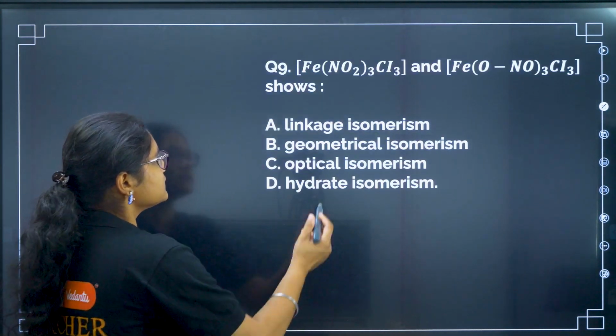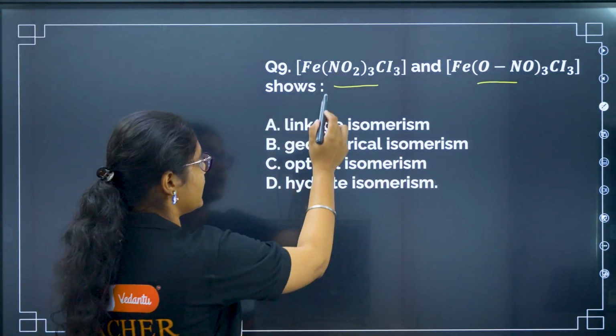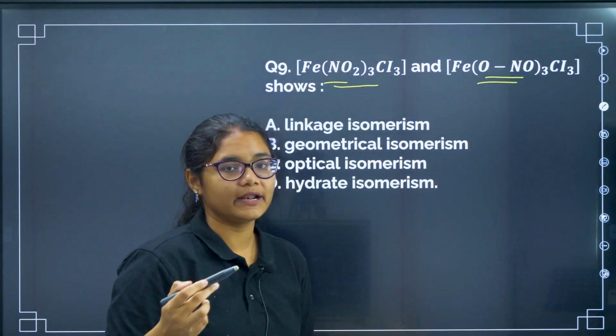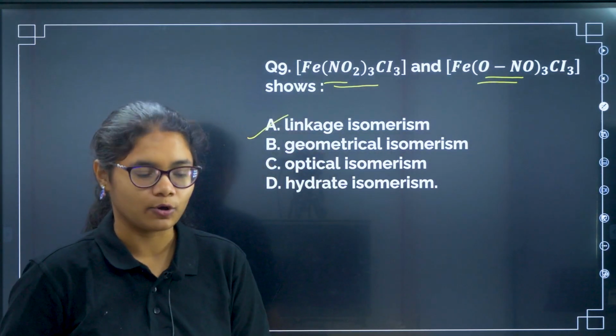Okay, next. This one will show which type of isomerism, right? You can see NO2 is there and ONO is there. Ambidentate ligands are there. The possibility is linkage isomerism. Correct answer is option A.